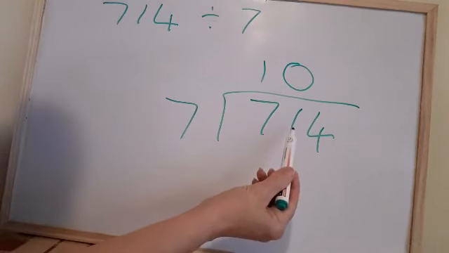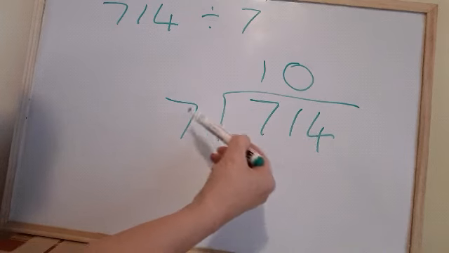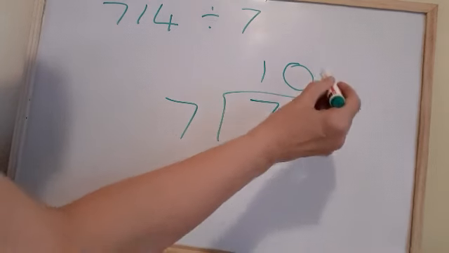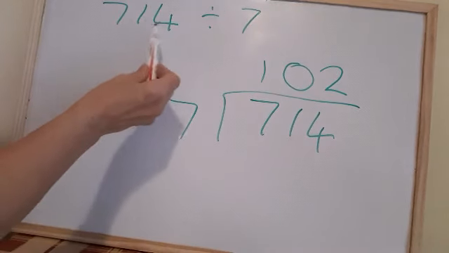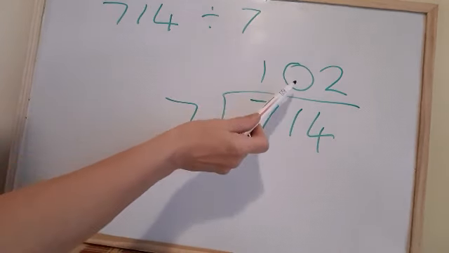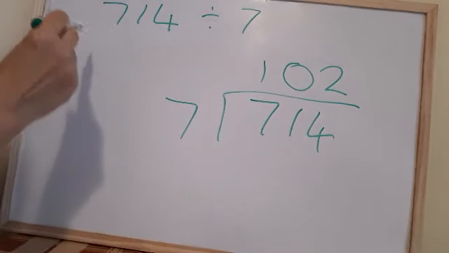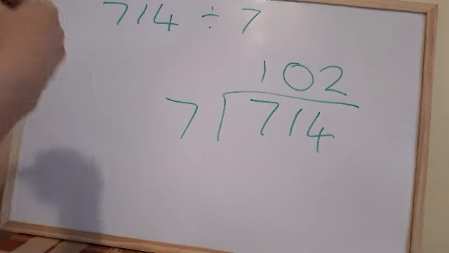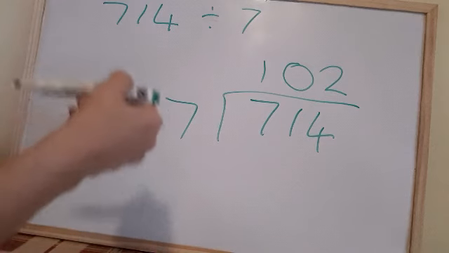Now, because that 1 hasn't been used, we change it, with this one, to 14. How many 7's in 14? 2. Okay? Now, 714 divided by 7 is 102. We can check that. We could write, like I've been doing, 102 7 times. That's called repeated addition, when you go over and over again. 102, add 102, add 102.